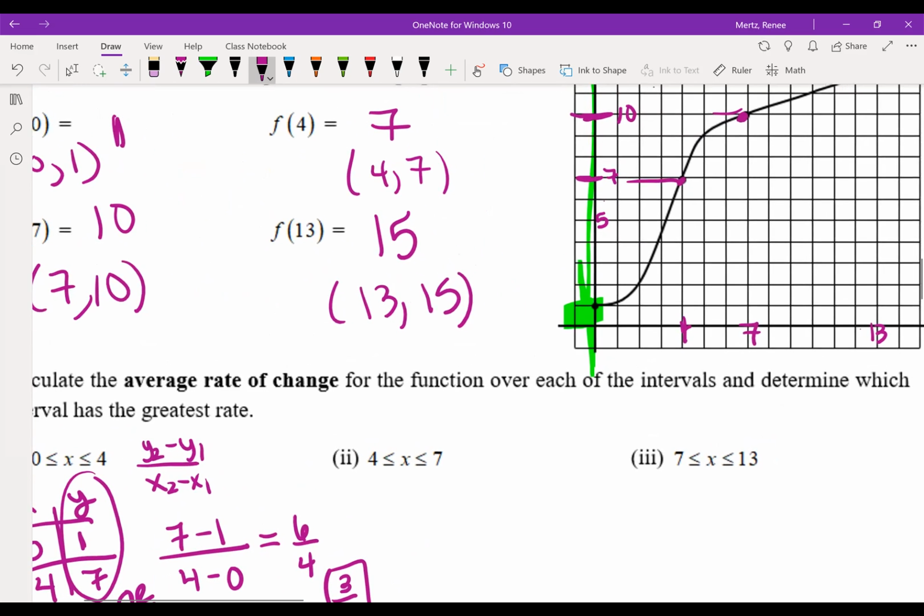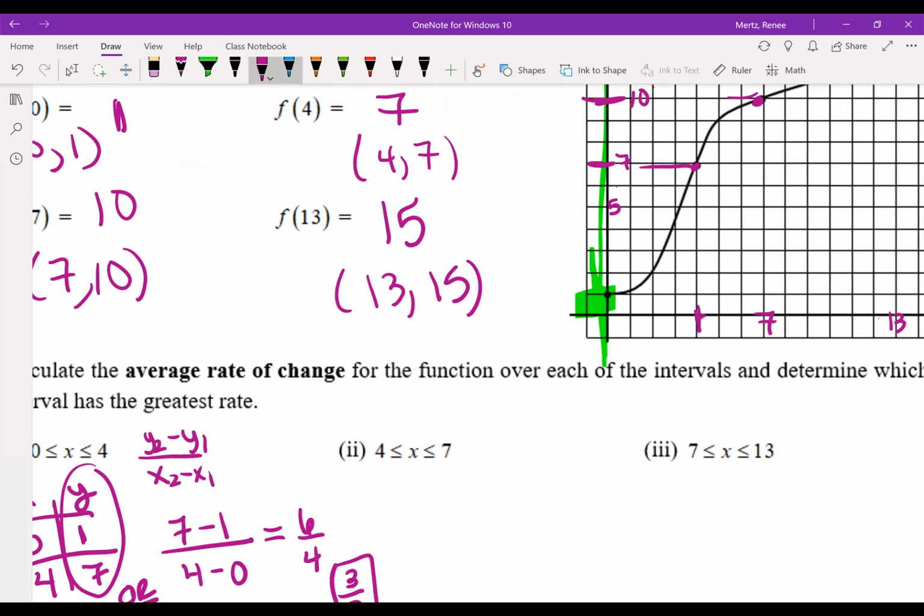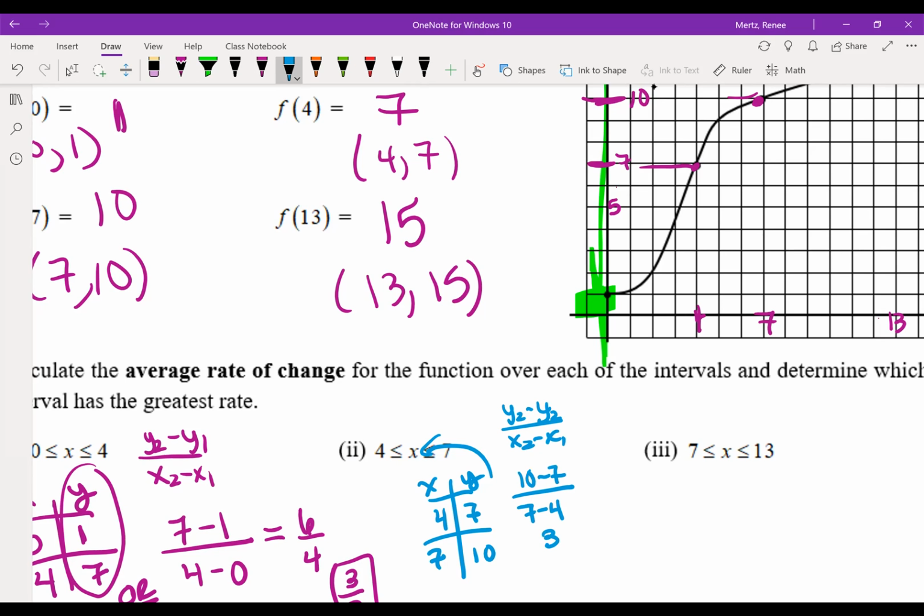All right, now we're going to go to 4, 7. I'm going to make my table again. My x values are 4 and 7. My y values are 7 and 10. So again, it's y2 minus y1 over x2 minus x1. I visualize tipping this on its side. So I'm doing this as the top. 10 minus 7 over 7 minus 4. 3 over 3, which is 1.